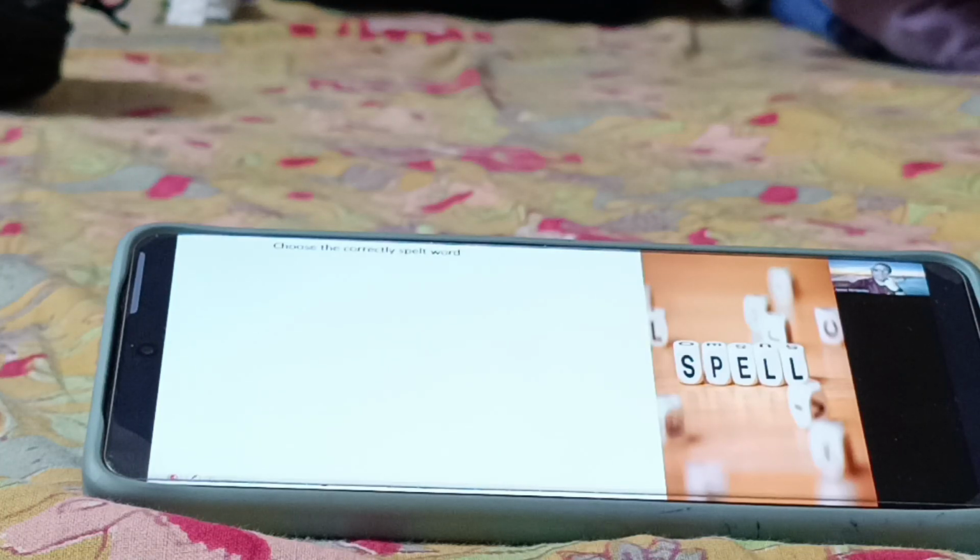Small exercise for you. Just glance at this and select the correctly spelled word. Just a test of your spelling. Just see the 4 options and choose which is the word that is spelled correctly. Inflammatory, inflammatory, inflammatory, and inflammatory. The correct answer is option A.